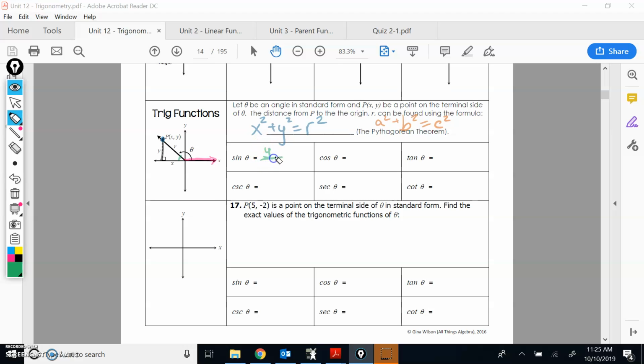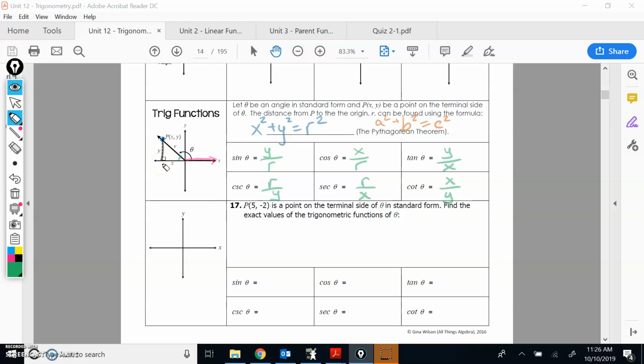The sine is opposite over hypotenuse. So in this case, its opposite is y, hypotenuse is r. Cosine's adjacent over hypotenuse. Tangent is opposite over adjacent. And then cosecant is the flipped of sine. Secant's the flipped of cosine. And then cotangent is the flipped of tan. All of these ratios reflect this point, making this right triangle.